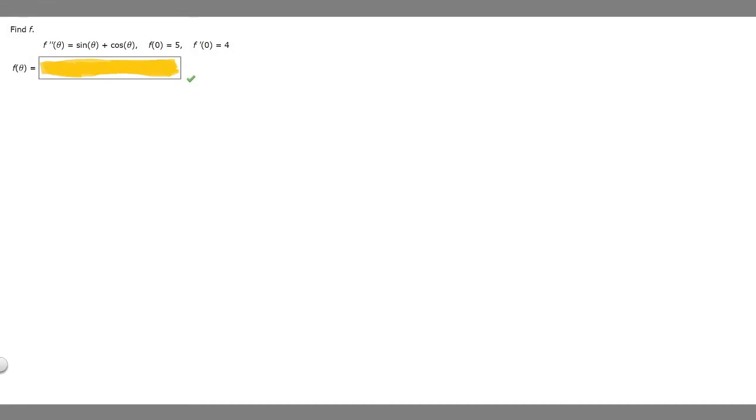So in this problem, we're told to find f. We're told that f double prime of theta is equal to the sine of theta plus the cosine of theta. Then we're told that f of 0 is equal to 5 and f prime of 0 is equal to 4. So let's just start off by writing what we have.